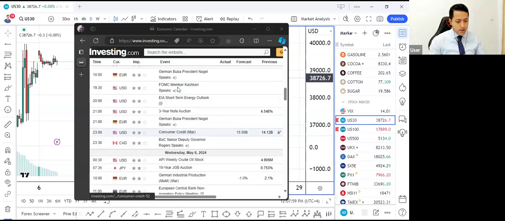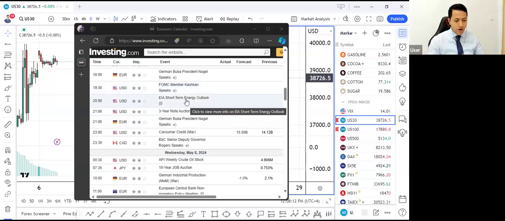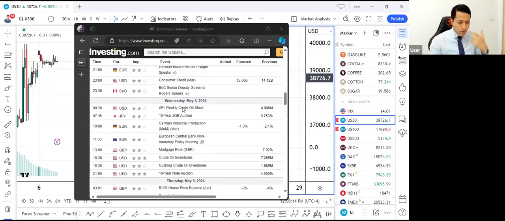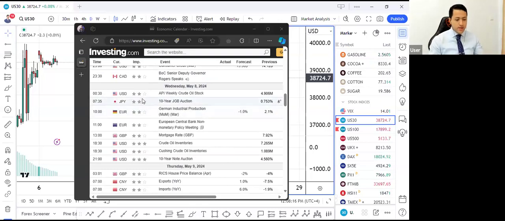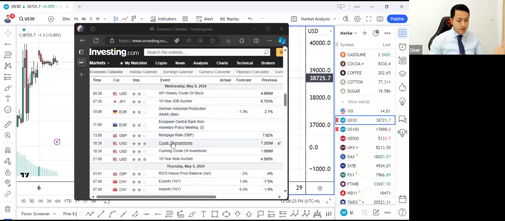On a scale from 0 to 10, how important are those events? Last week we had events on a scale of 9 or 10 out of 10, but Tuesday, maybe 4 or 5 out of 10 when it comes to volatility. And that's why on Investing.com, we have 2 out of 3 stars, which I personally agree with. On Wednesday, we have the crude oil inventories, which is the monthly thing that we always look at.